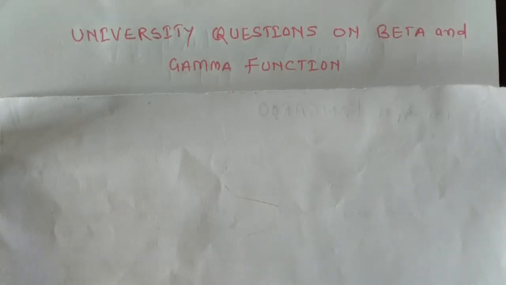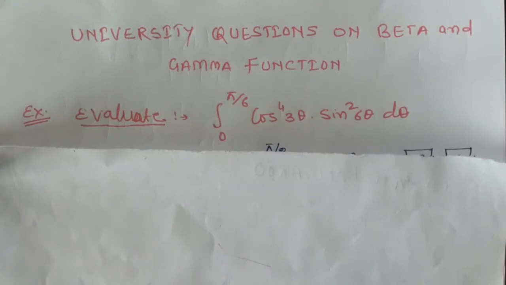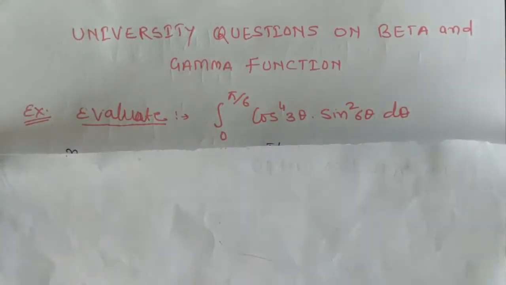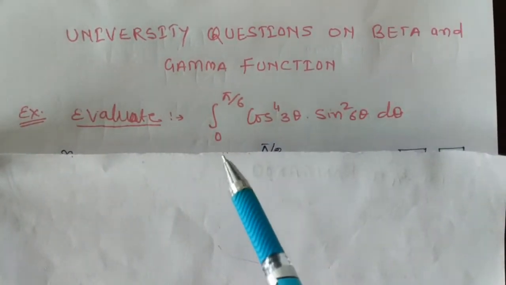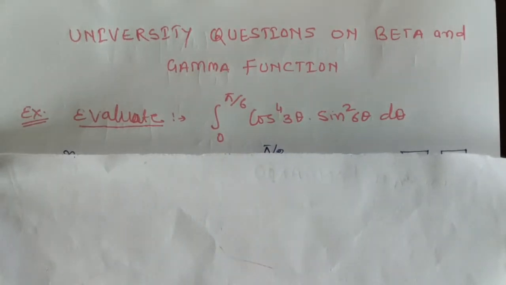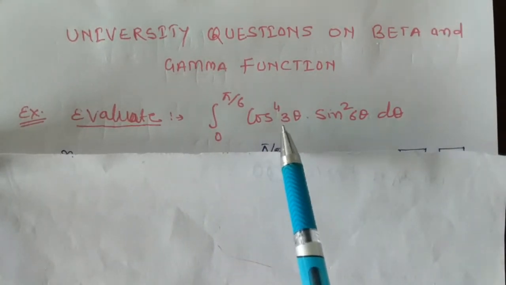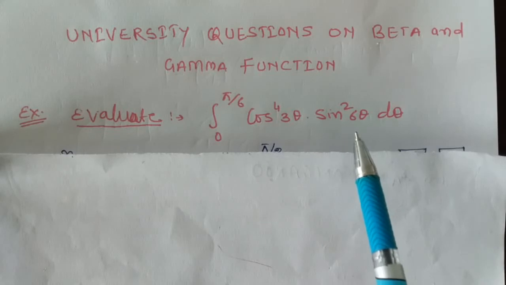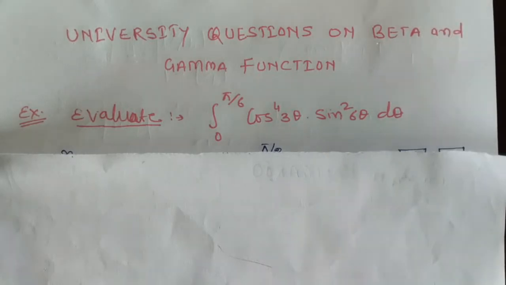In this video, I am going to discuss few important university questions on beta and gamma function. So our first question is, evaluate the integral 0 to pi by 6 cos 3 theta power 4 into sin 6 theta square d theta. We evaluate this integral using beta function.